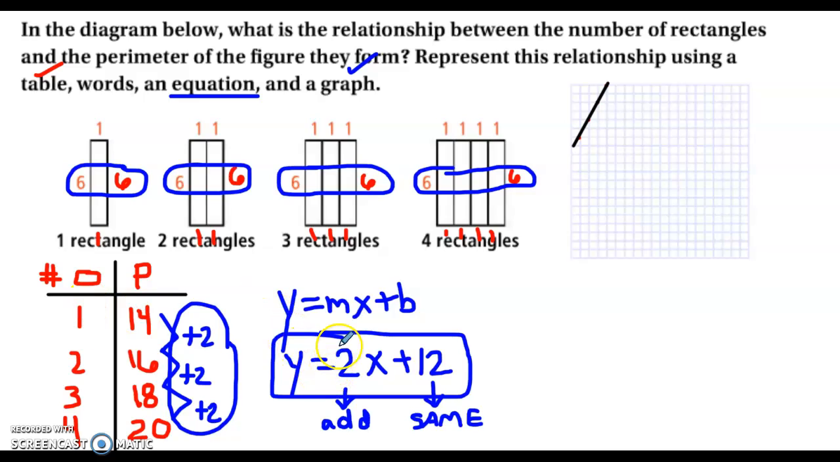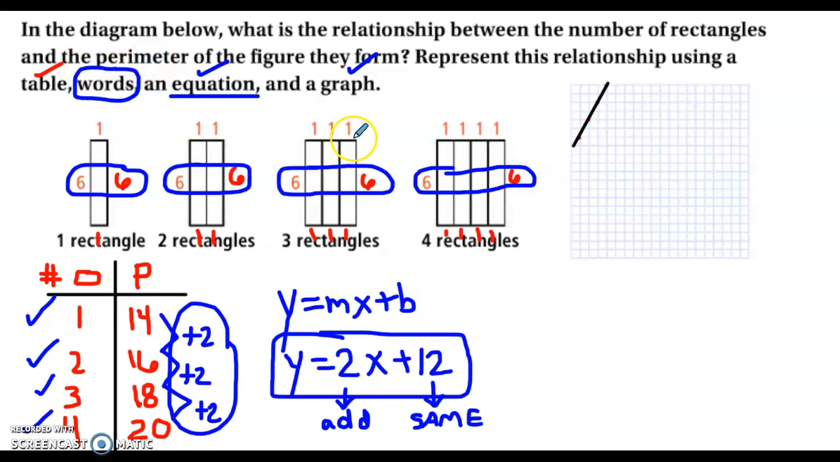If you plug in 1, 2 times 1 is 2 plus 12 is 14, like the first pair says. When you plug in 2, 2 times 2 is 4. 4 plus 12 is 16. So that one works. Plug in 3. 2 times 3 is 6 plus 12 is 18. 2 times 4 is 8 plus 12 is 20. So you can see that it works for all of those. And then I'm not going to write out the words. I just describe the words, and that's our first one.